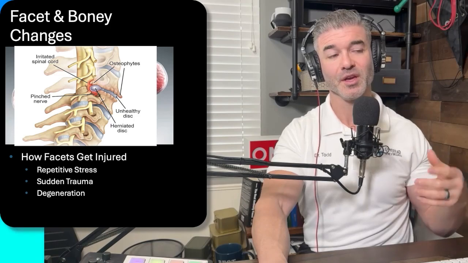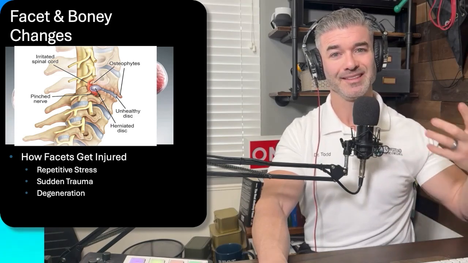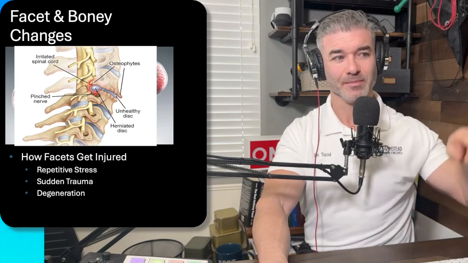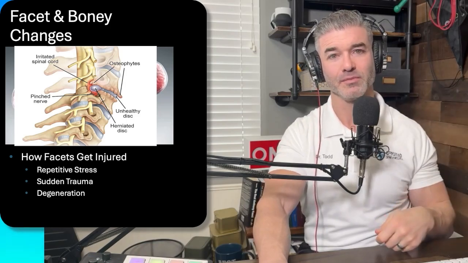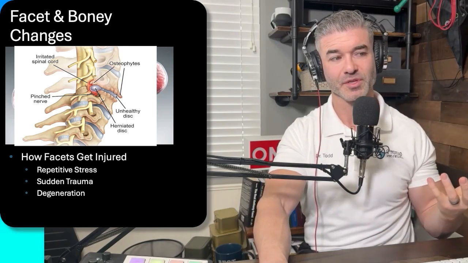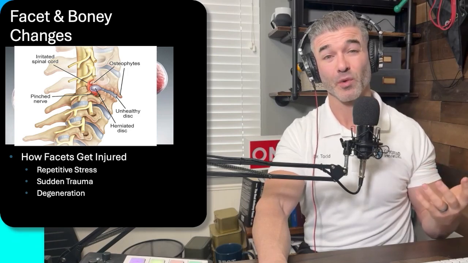But then the problem is you have what's called adjacent joint disease. That means the joint above and the joint below is going to have to move excessively to make up for that lost motion in the segment that's fused. And then over time, those other joints are going to wear out prematurely.